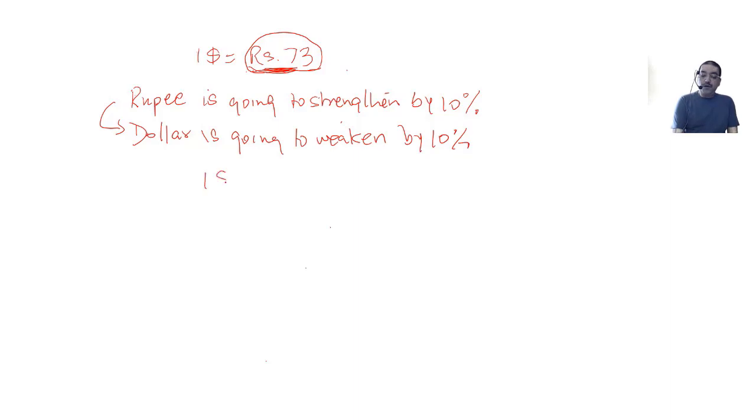So it will be $1 is equal to 73 minus 10%. So what did we get? We got it as 65 rupees 70 paise. But if I say dollar is going to strengthen, then it will be plus 10%.